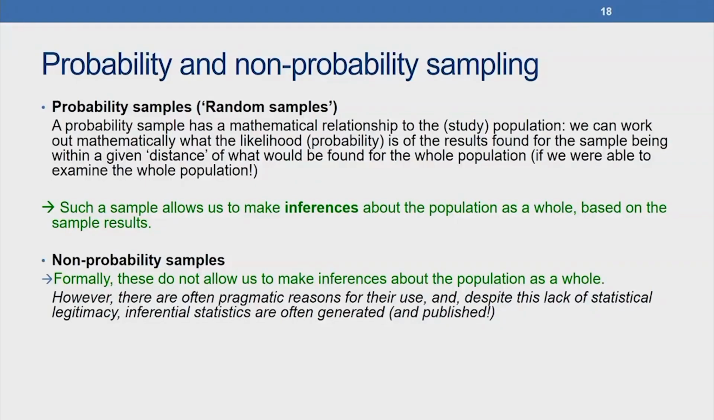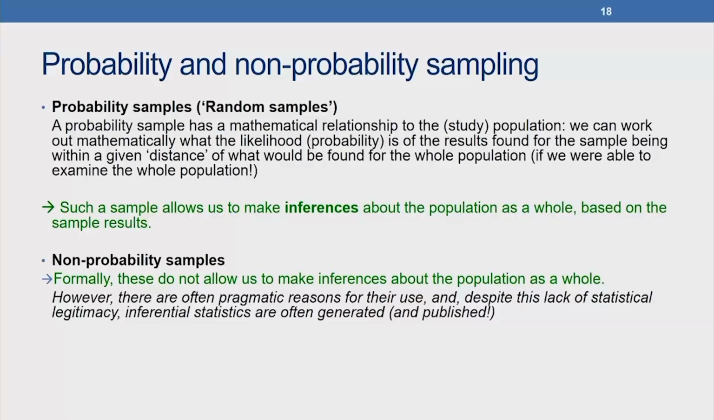It is one of the purest forms of probability samples, where it shows a mathematical relationship to the study population, and we can work out mathematically the probability of the results found for the sample being within a given distance of what would be found for the whole population. So, such a sample allows us to make inferences about the population as a whole based on the sample results. If we want representativeness to be the hallmark of our study, it is usually advisable to draw a random sample based upon the techniques of sampling.